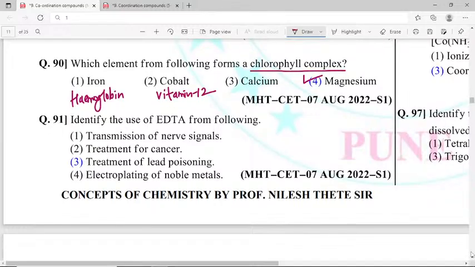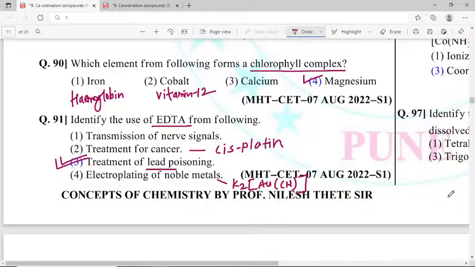Identify the use of EDTA from the following. EDTA is used in the treatment of lead poisoning. Treatment of cancer is cisplatin. Electroplating of noble metals uses complexes like K[Au(CN)2] or K[Ag(CN)2]. Here it is written as K with CN twice.